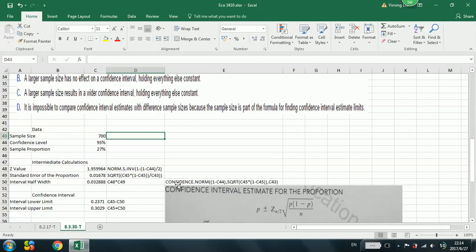We can also use another built-in function in Excel and get exactly the same result, which is CONFIDENCE.NORM in the parentheses 1 minus the confidence level, comma, the square root of the sample proportion multiplied by 1 minus the sample proportion, comma, and the sample size.